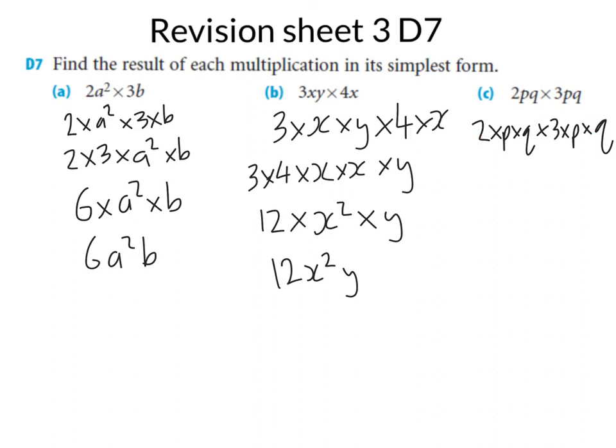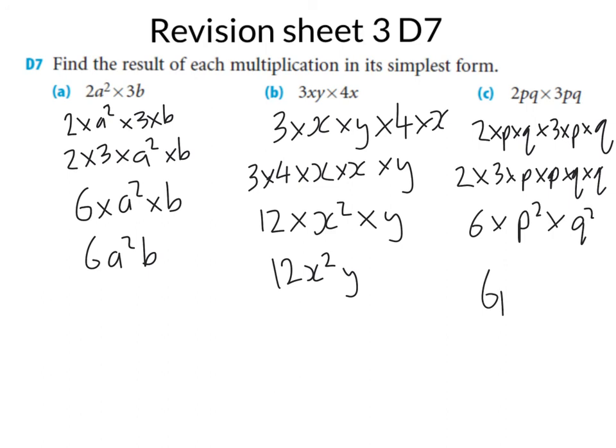Rearrange it, so we've got like terms together. So what I mean by that is the numbers, then the p's, then the q's. So we'd have 2 times 3 times p times p times q times q. The 2 times 3 gives you 6, the p times p gives p squared, and the q times q gives q squared. And then when they are written together, that means that they are multiplied. Hope that helps.